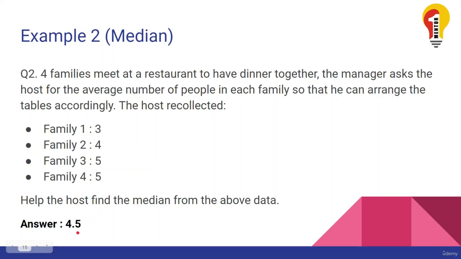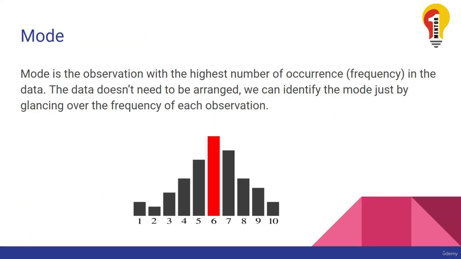Why is that? Because we cannot have half a person sitting at one table and half of a person sitting at the other. The concept of mode comes in then.